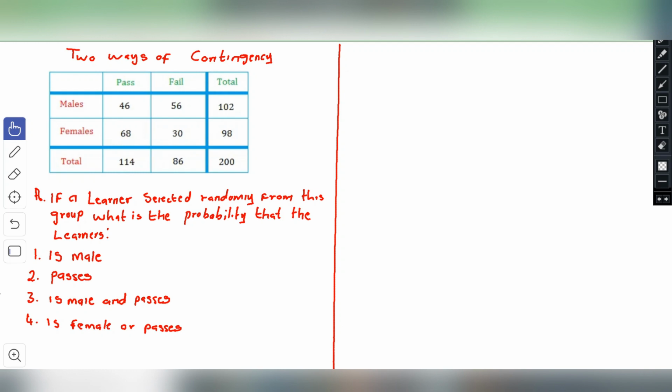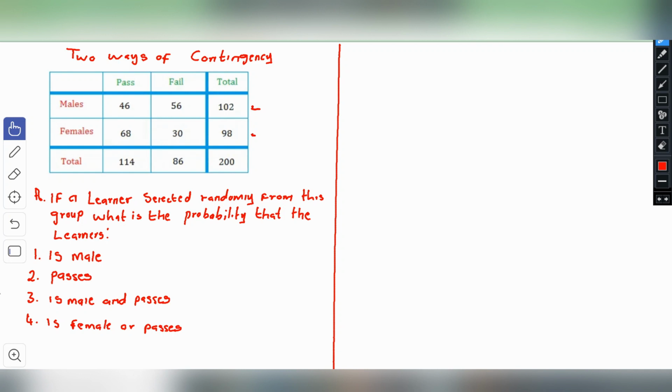Before we can solve our questions, I just want us to check something. If you check the row of males, we have 46, 56, whereby the total number is 102, meaning the total number of males is 102, right? And the total number of females is going to be what? We can see that it's 98, right? So this is the total number of males, and the total number of females.